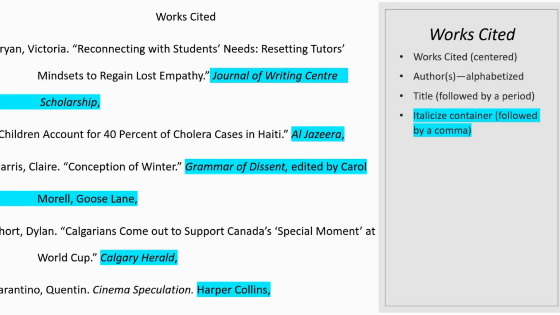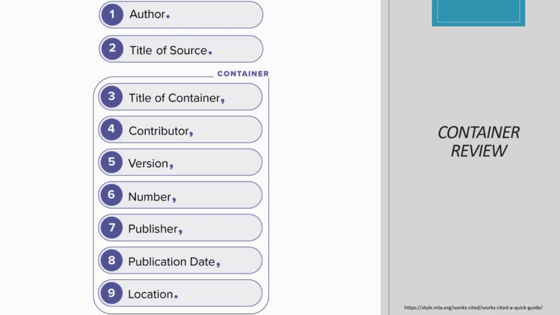But if there is no container title, you go through that list that we saw: title of container, contributor, version number. If there's none of that, we go right to publisher. And then that is not italicized, as you can see with Goose Lane here, because Goose Lane is the publisher, but it's not a container title. So remember back to the MLA template we saw. Here you can see that the title of container is separate from the publisher. Title of container, publisher is down here.